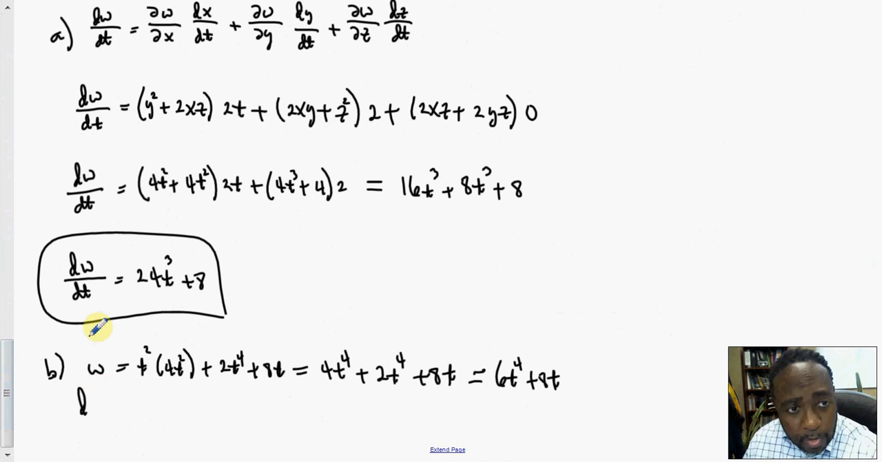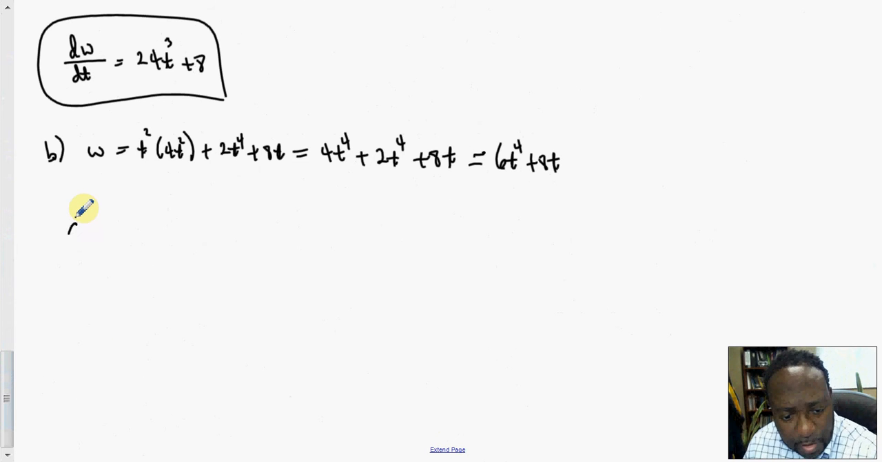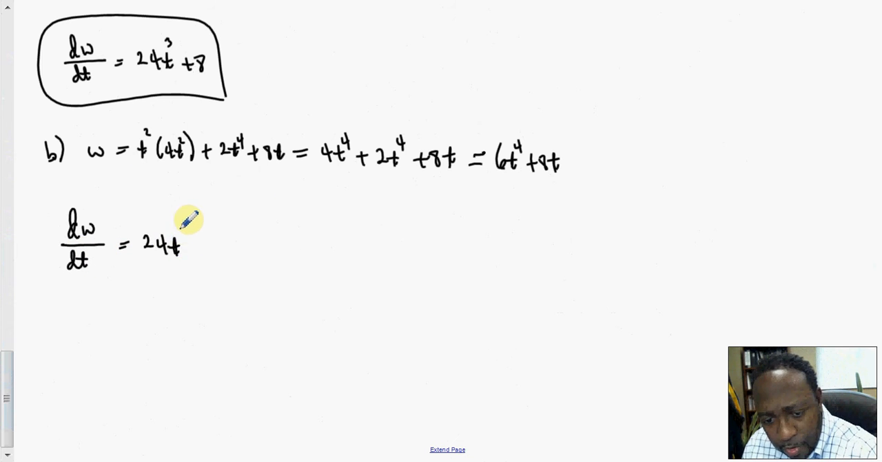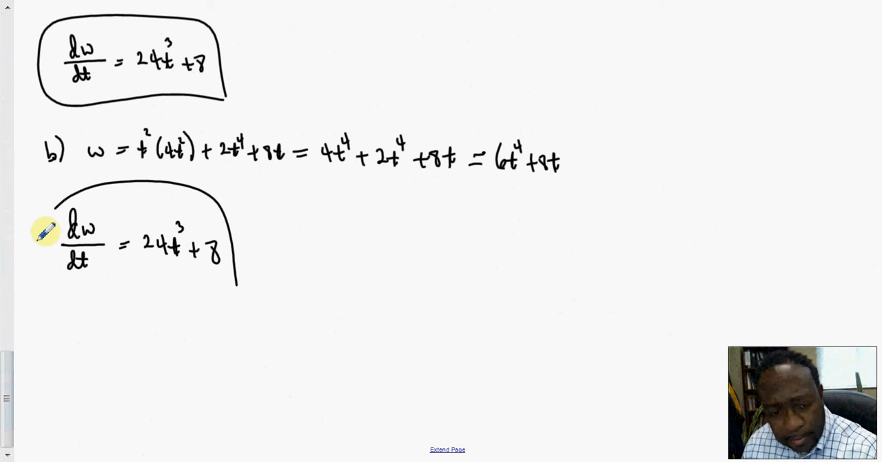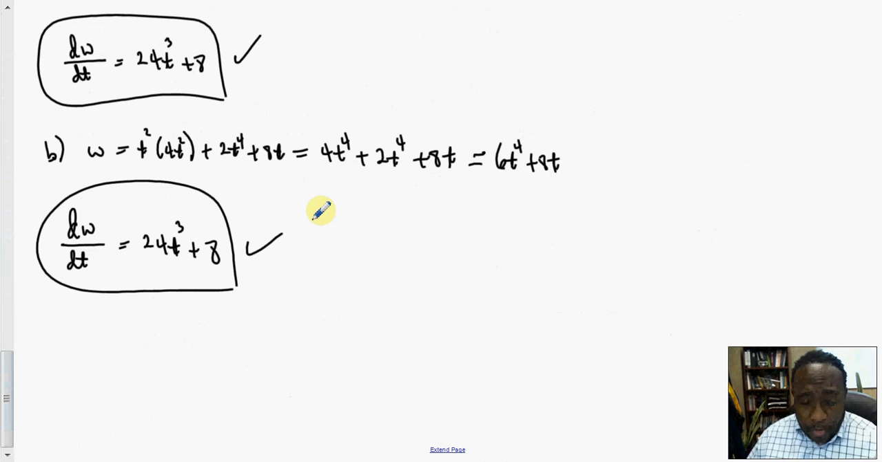And so Calculus 1 tells us that this is the dw over dt. Just take the derivative directly, and that gives us 24t to the third plus 8. You get the same thing. So you know you're on the right track when you get the same thing, and you're supposed to get the same thing.